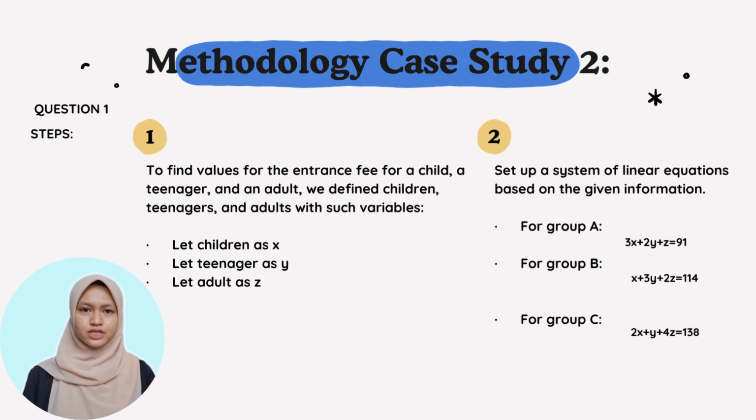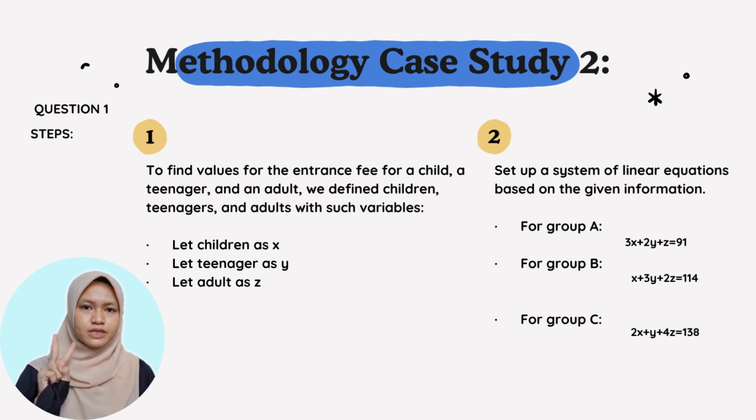Next is methodology for case study 2, question number 1. There are 6 steps in this question. First, to find values for the entrance fee for a child, a teenager, and an adult, we define children, teenagers, and adults with variables. Let children be x, let teenager be y, and let adult be z.